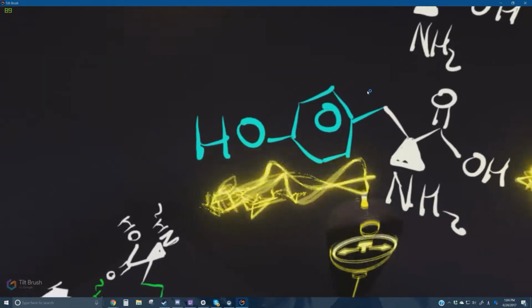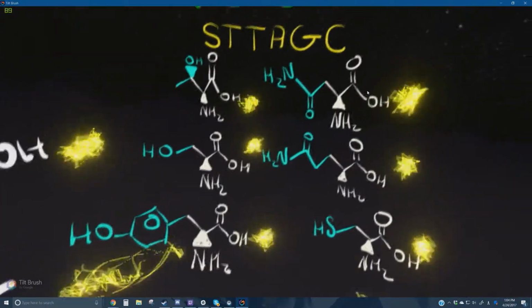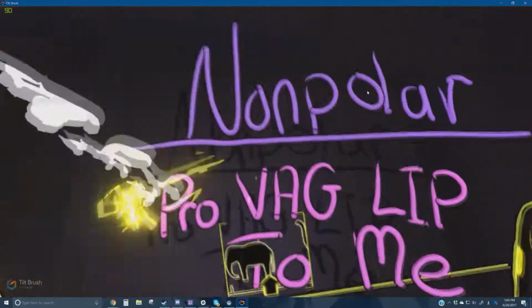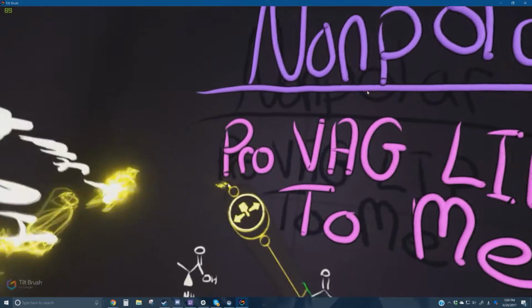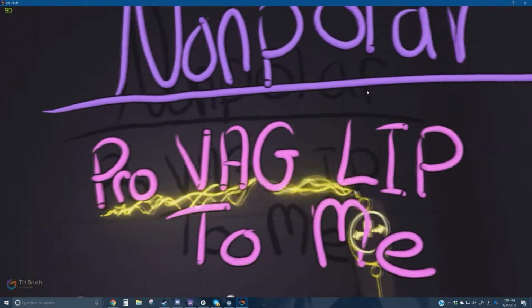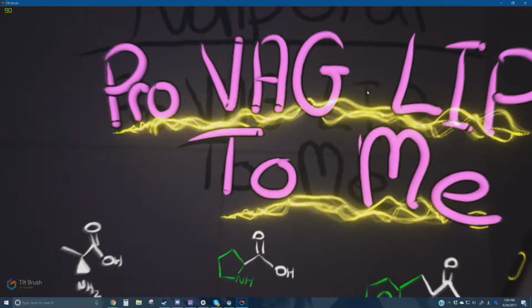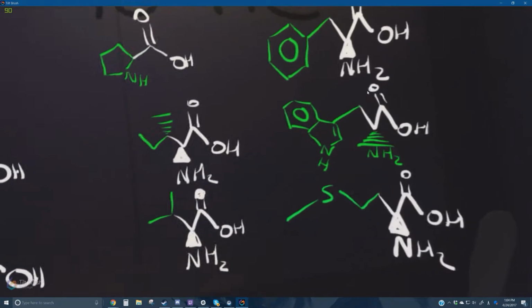And remember that the mnemonic phrase is sometimes they are good cooks, or sometimes they are good chefs. STTAGC. Moving on, we are tackling the nonpolar amino acids that we should remember and memorize. We'll be using the phrase pro-vag lip to me, which may or may not have any sexual connotation or innuendo. These are proline, valine, alanine, glycine, leucine, isoleucine, phenylalanine, tryptophan, and methionine. And these are the 9 amino acids that are nonpolar.